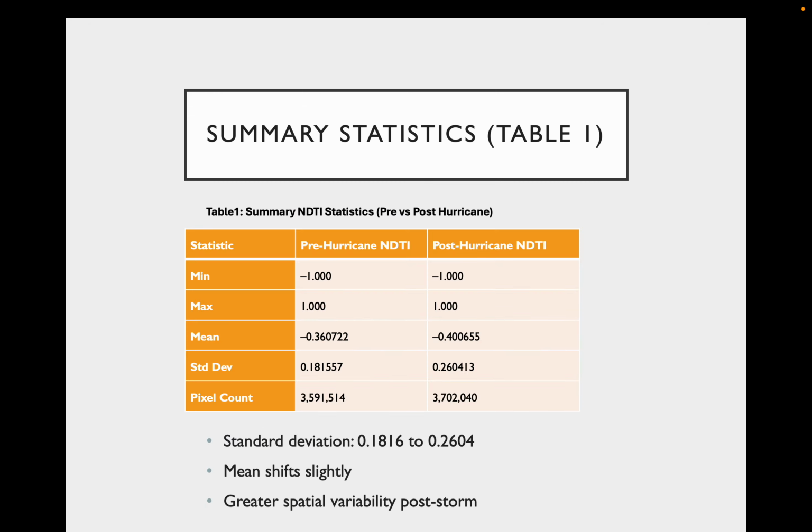And the numbers also reinforce the visual and the histogram findings earlier as well. If you look at the standard deviation, it increased almost double from 0.18 to 0.28, meaning that turbidity has become more spatially variable. And if you look at the mean, it gives a slight increase from negative 0.36 to negative 0.4. So together, these metrics confirm that the hurricanes elevated the turbidity throughout the Bay Area of Tampa.